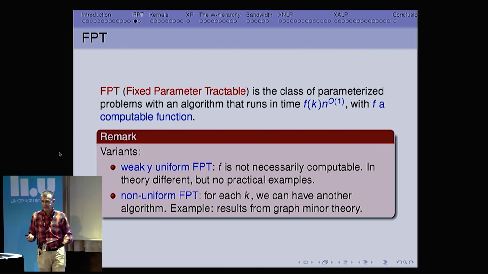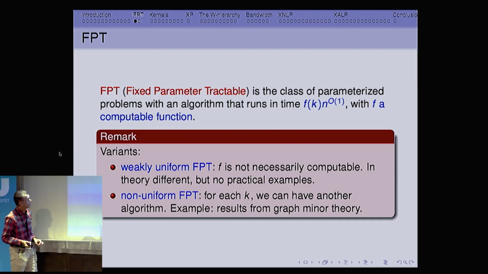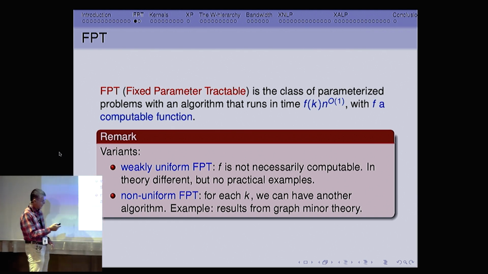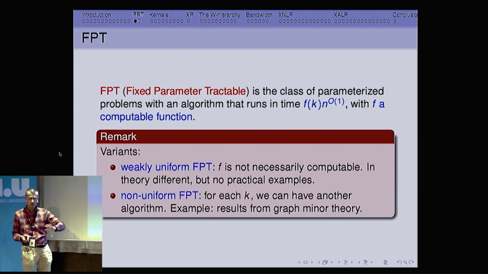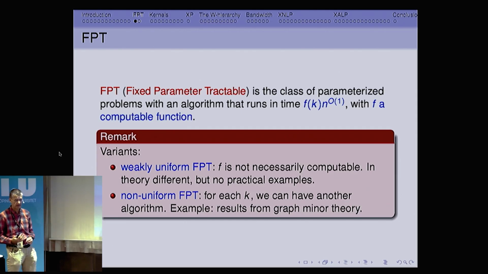So FPT is, as I said, a class of parameterized problems with an algorithm that runs in time a function of your parameter times a polynomial, and in the classic definition, you want this function to be computable. There are different variants. Weakly uniform actually means that you don't need this function f to be computable. This is in theory a different class, with difficult diagonalization arguments. Downey and Fellows showed that it's actually different, but there is no known example of a problem that people actually looked at in practice which is weakly uniform and not strongly uniform.